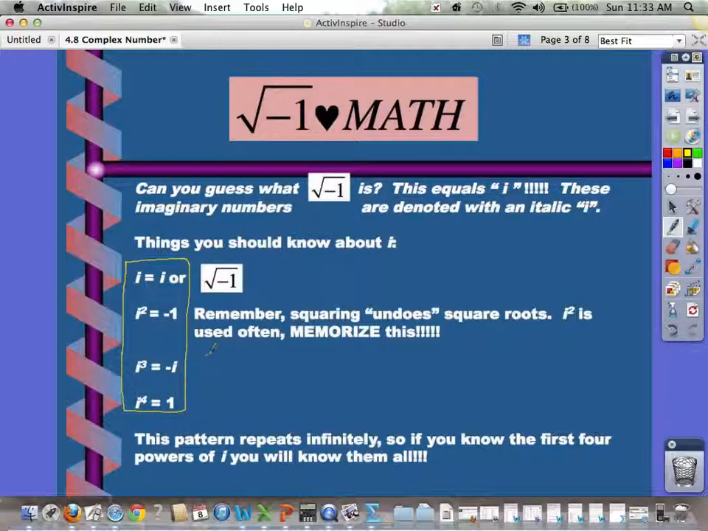However, there's tricks to these. You'll hear me refer to these as the sandwich, okay, because it just goes i, -1, -i, 1. There's the bread on the ends and there's the sandwich. So I always call it the i sandwich. i, -1, -i, 1. If you want to know the pattern, the i sandwich. All right.